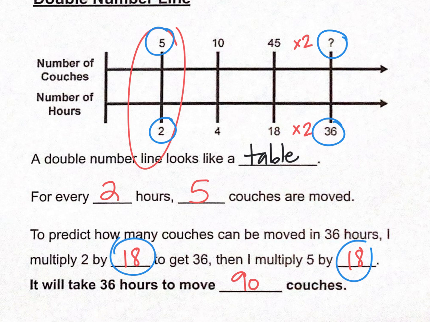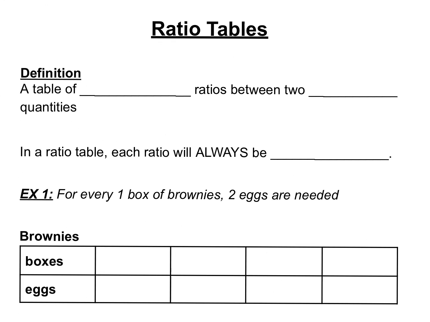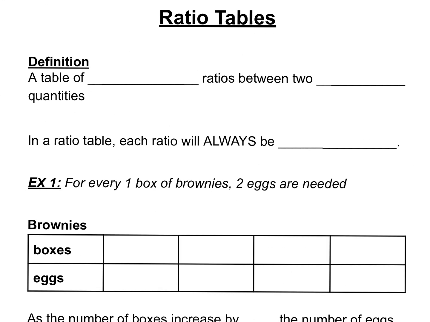Okay, we're gonna go on to the next part, which is ratio tables. So similar to a double number line, except for now we're putting it into a table and it's a lot nicer. You're going to see a lot more of these. So these are important, and this is what your practice is on today. Ratio tables a lot of times can also be turned into a graph. So you can graph ratios also, but you've got to understand how the table works first.